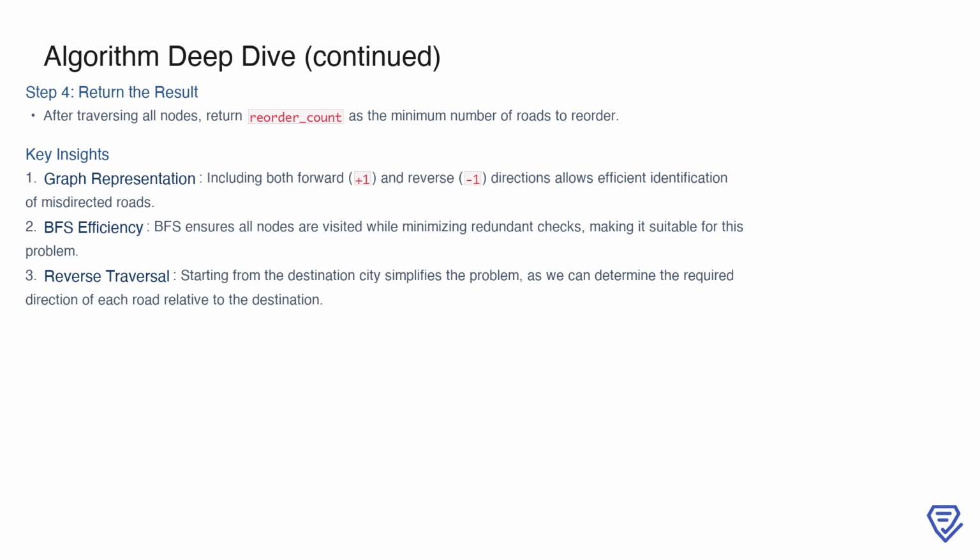The key insights behind this approach are worth emphasizing. First, the graph representation, which includes both forward and reverse directions, is essential for efficiently identifying misdirected roads. Second, BFS is particularly effective here because it ensures that all nodes are visited in the correct order, minimizing redundant checks. Finally, starting the traversal from the destination city simplifies the problem, as it allows us to directly determine the required direction of each road relative to City 0. These insights demonstrate why the algorithm is both efficient and well-suited to the problem.